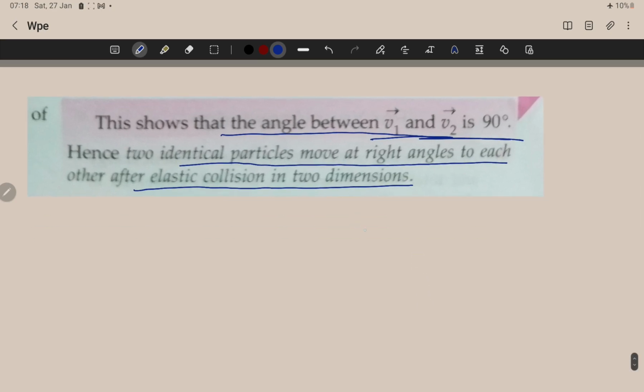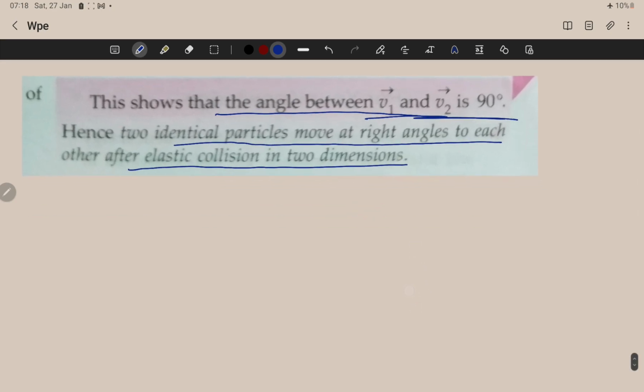So they started moving at a right angle to each other, meaning if one is moving in the x direction, the other is moving in the y direction. The angle between their velocities is 90 degrees.